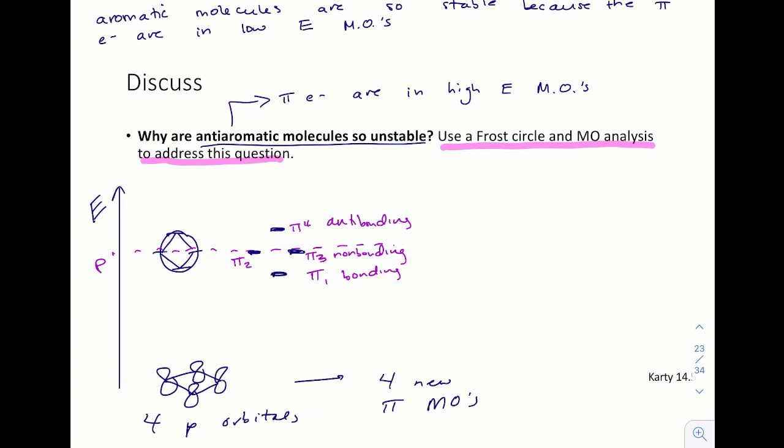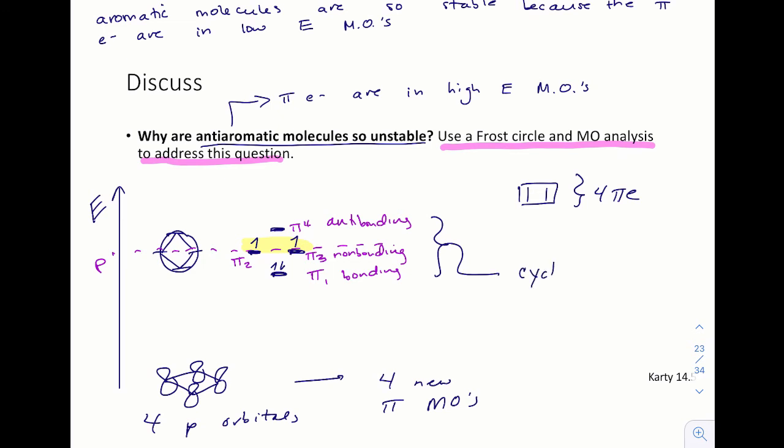All right, doesn't look particularly bad, but let's put in the electrons. So there are 4 pi electrons in cyclobutadiene. 2 of them go into the lowest energy bonding orbital. And then the other 2, one will go in pi 2 and the other will go in pi 3. Uh-oh, do we see it now? Oh, we see 2 things. 2 of these electrons are not stabilized relative to the starting p orbitals.